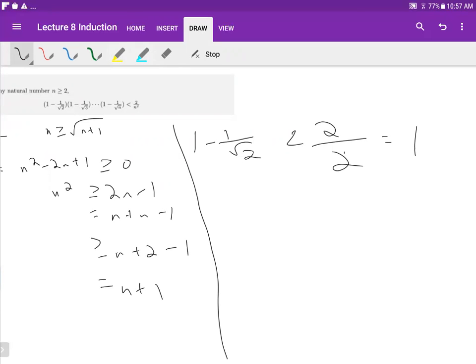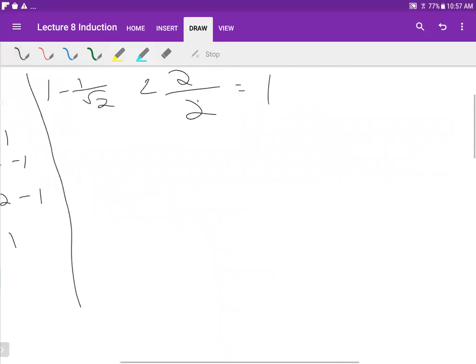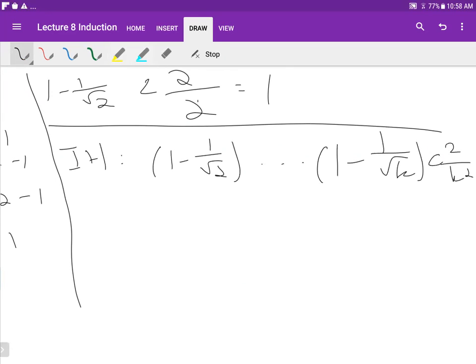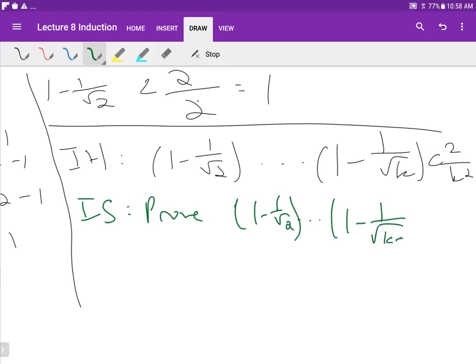Right, so now we assume that P of K is true, right? So this is the inductive hypothesis. We assume that 1 minus 1 over root 2 times ... times 1 minus 1 over root K is less than 2 over K squared, right? So we want to deduce P of K plus 1 from this. So in the inductive step, we would want to prove that the product up to 1 minus 1 over root K plus 1 is less than 2 over K plus 1 squared, right?